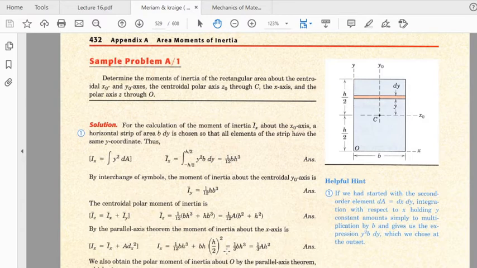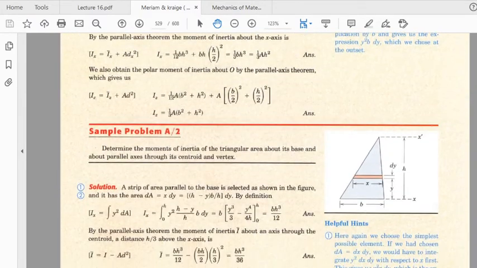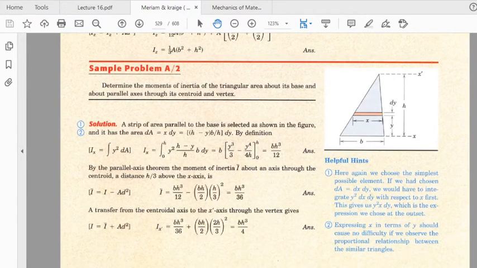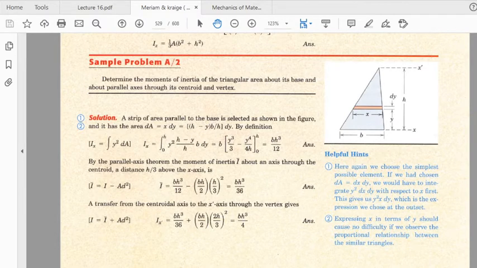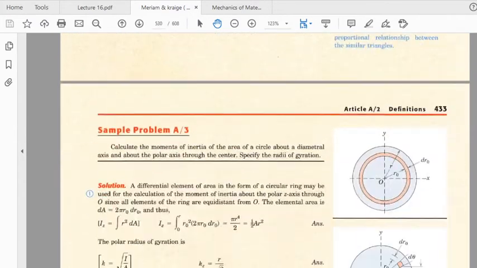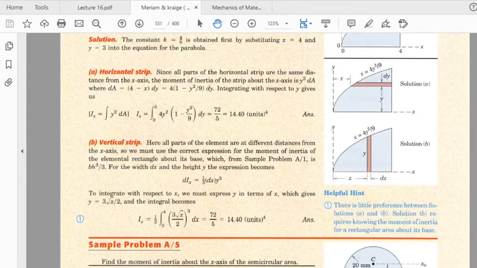And in an identical manner we can find the value of Iy. It is not found here in this simple problem. This is the case of a triangle, and we have found the value of the second moment of area for this. And similarly other shapes are discussed. We are not going into these many details.